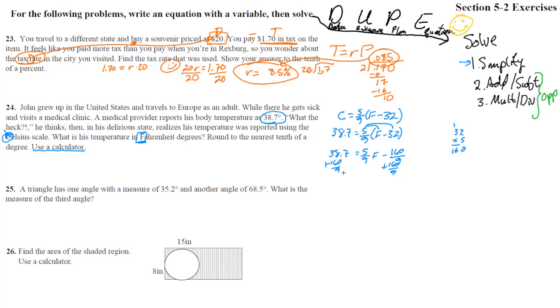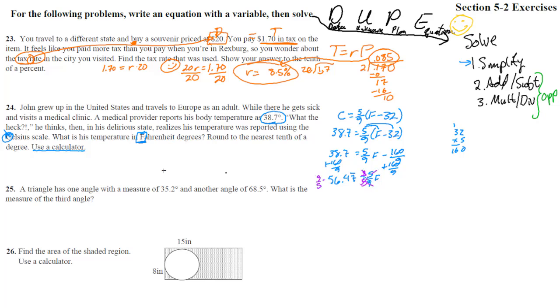Add 160 divided by 9, and I get 56.4777 on forever equals 5/9 F. Okay, so now I have to get rid of this 5/9. So divide by 5/9, which is the same as timesing by 9/5. Timesing by 9/5.